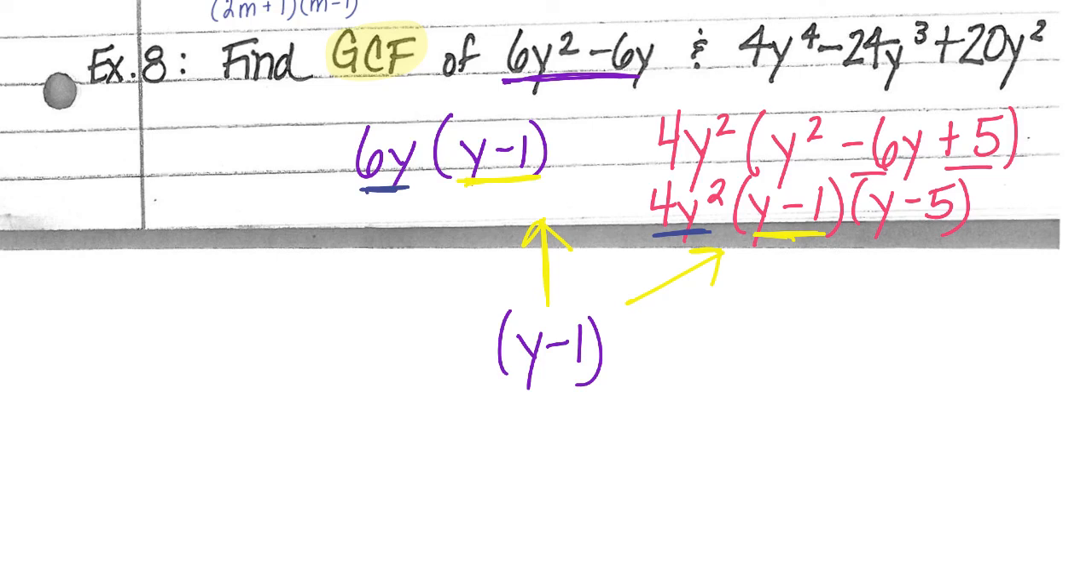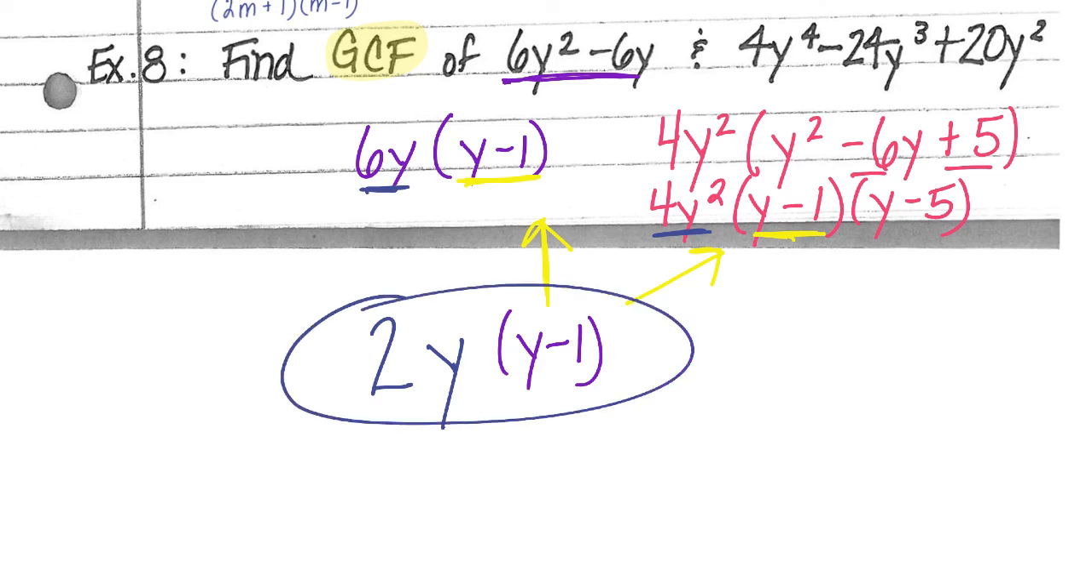Between 6 and 4, the greatest common factor is 2. Between y and y squared, the greatest common factor is y. So, 2y times y minus 1 can go into 6y squared minus 6y. And it can also go into 4y squared times y minus 1 times y minus 5.